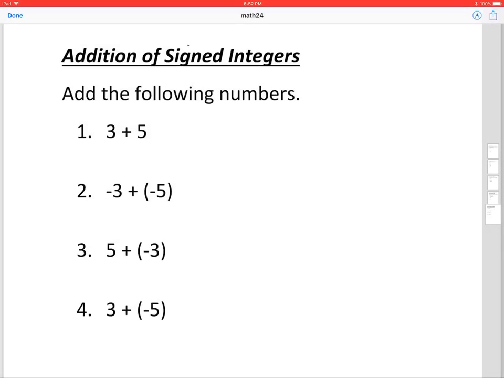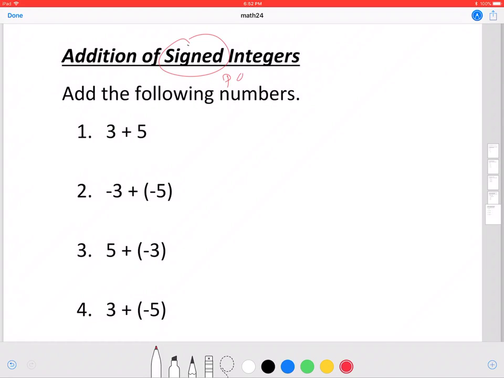In this video, we will talk about addition of signed integers. Signed numbers means positive or negative. All right. So a number could be either positive or it could be negative. That's what signed numbers mean.